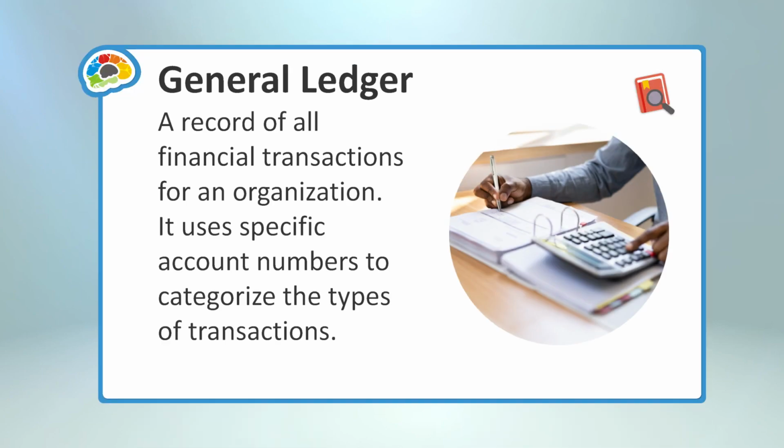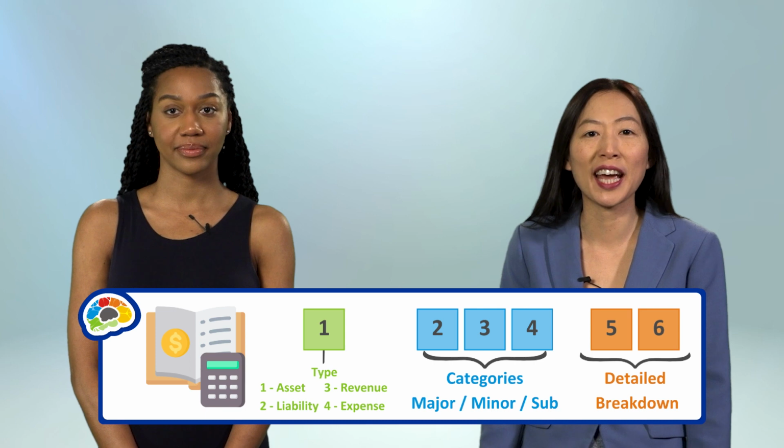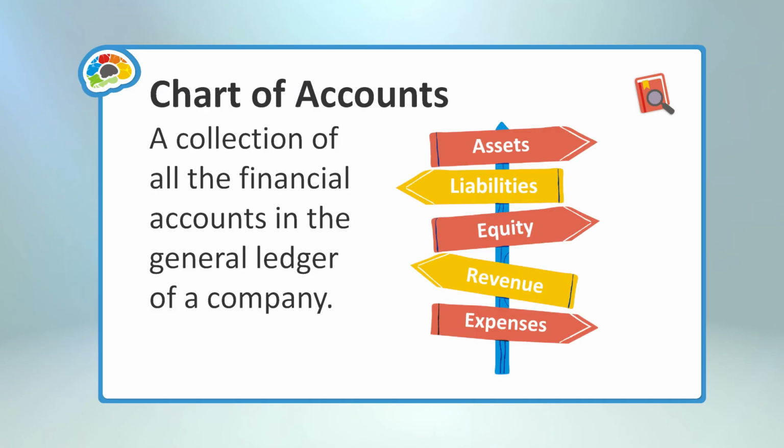Next, we'll examine the general ledger, which is where all of an organization's financial transactions are recorded. Every transaction recorded in your accounting system needs to be posted to the general ledger, which uses specific account numbers to categorize the types of transactions. By organizing these numerically, specific accounts can be located quickly and efficiently when needed. The chart of accounts, also called the General Ledger Account List, provides a listing of the accounts used for recording financial transactions in the General Ledger.